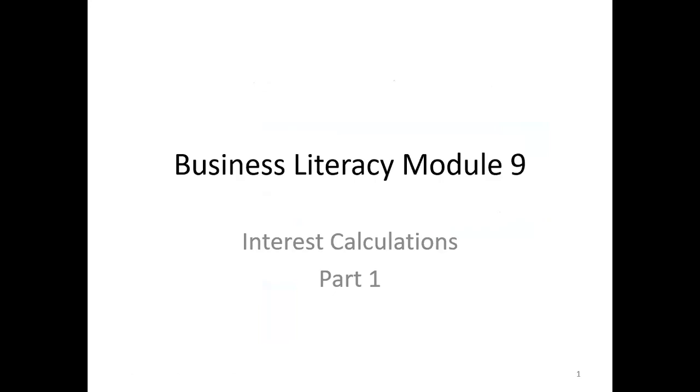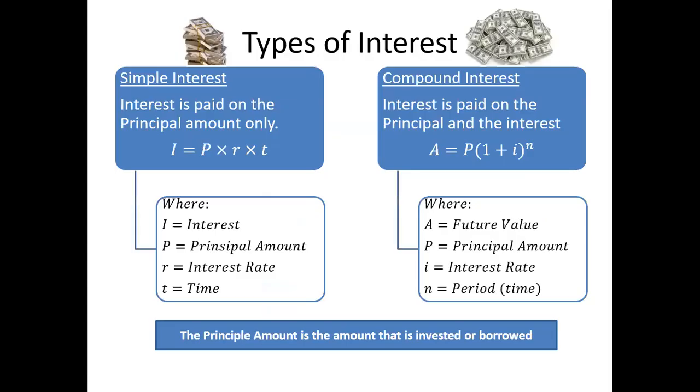We are looking at Business Literacy Module 9, interest calculations, and I'm going to discuss interest calculations in two parts. This is part 1. The first thing we need to do when we talk about interest is we must distinguish between simple interest and compound interest. Simple interest will always be less than compound interest, and therefore the pile of money there on the simple interest side is a small pile of money, and on the compound interest side you have a big pile of money.